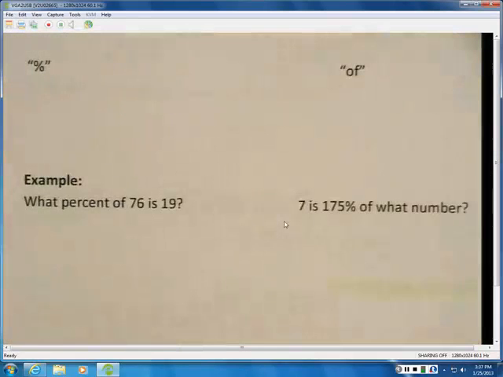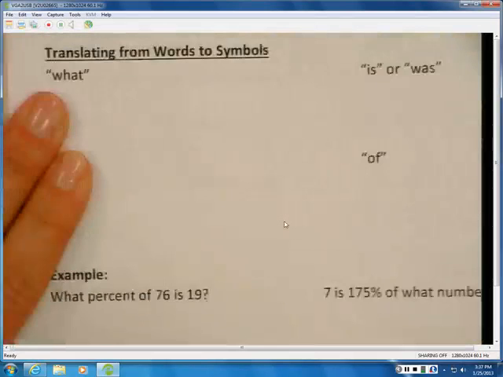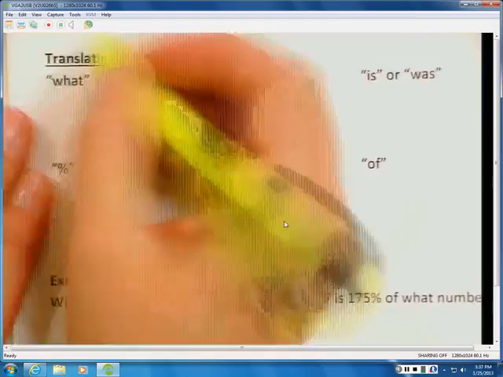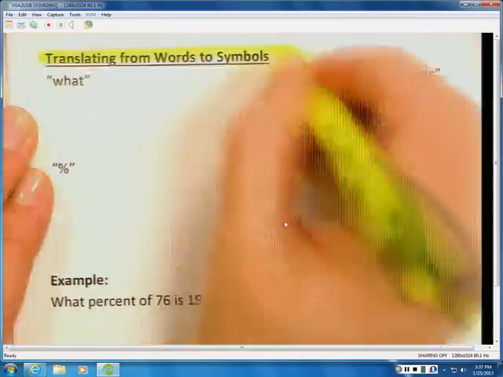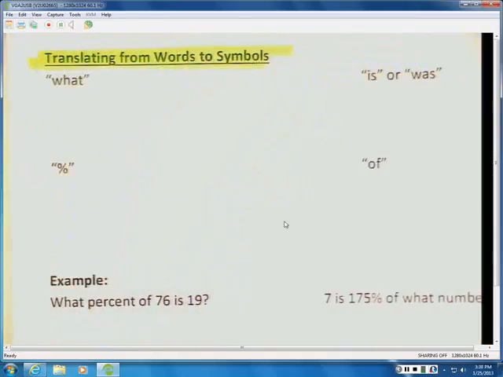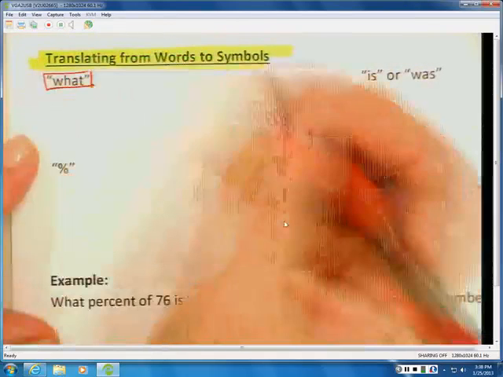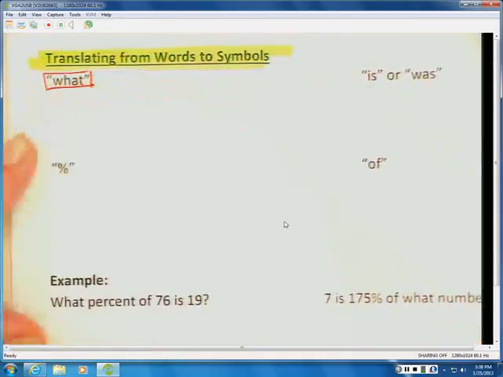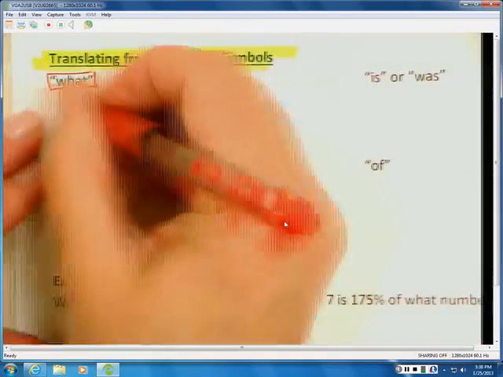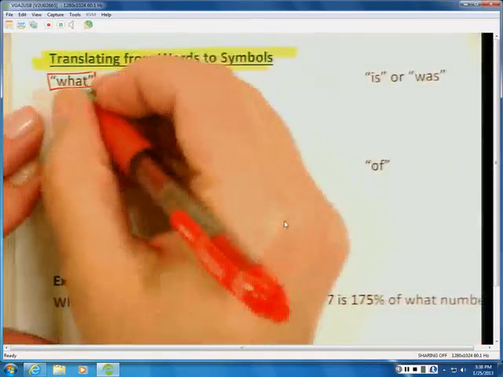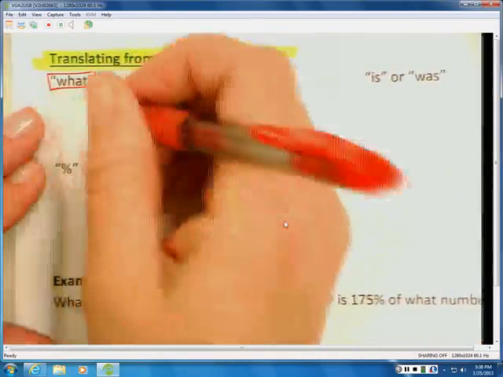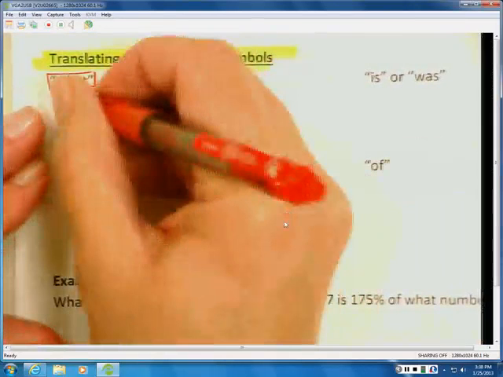It's important that we know how to translate from words to symbols. There's some key phrases here, and what we're going to be doing is diagramming our sentences to convert them into math equations. So here's some key words. The word what. When you say what, that's the thing we're trying to find. This is going to be your indication that the what refers to your variable or some unknown value.